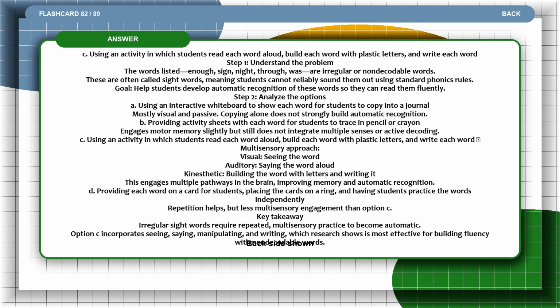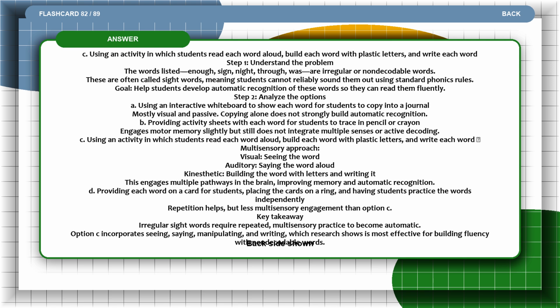Step 2. Analyze the options. A. Using an interactive whiteboard to show each word for students to copy into a journal. Mostly visual and passive. Copying alone does not strongly build automatic recognition. B. Providing activity sheets with each word for students to trace in pencil or crayon engages motor memory slightly but still does not integrate multiple senses or active decoding. C. Using an activity in which students read each word aloud, build each word with plastic letters, and write each word.